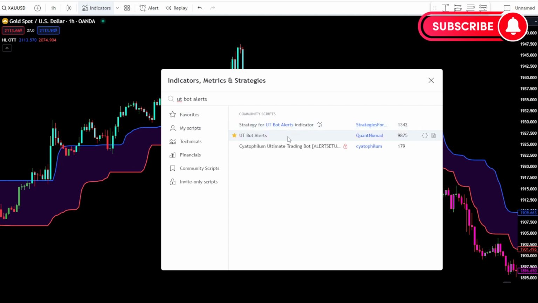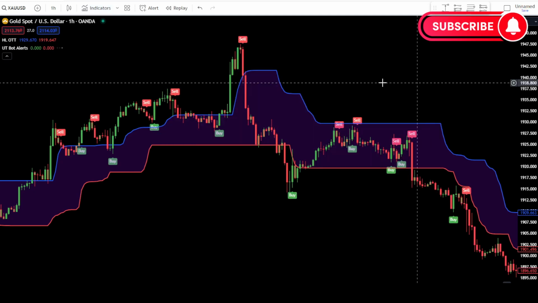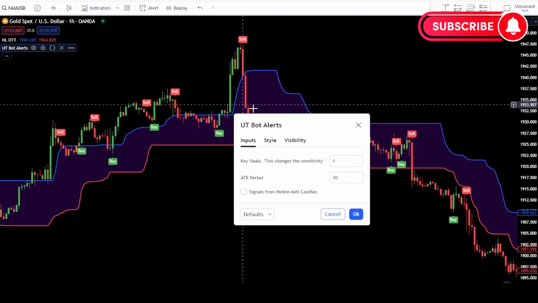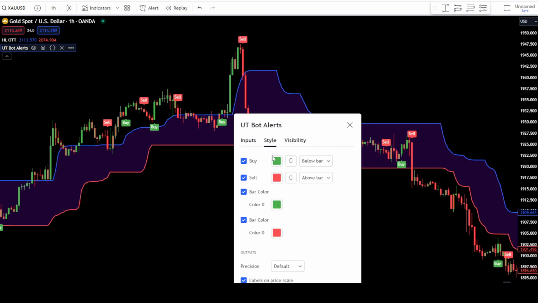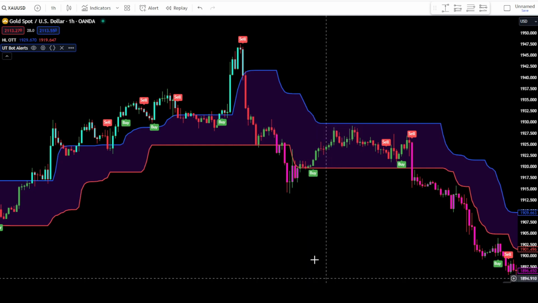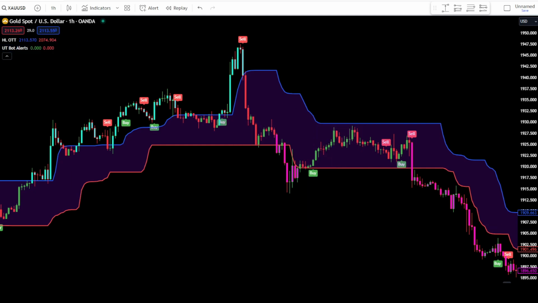Then, simply select UT Bot Alerts from Quantnomad. After that, enter the settings for the UT Bot Alerts indicator. In the Input tab, change the key value to 2. Then, for the ATR period, change the number to 1. Next, go to the Style tab. In the Style tab, remove the check mark for bar color. Once done, click OK to confirm the changes. The UT Bot Alerts indicator will be used as a guide for placing buy and sell orders in the market.